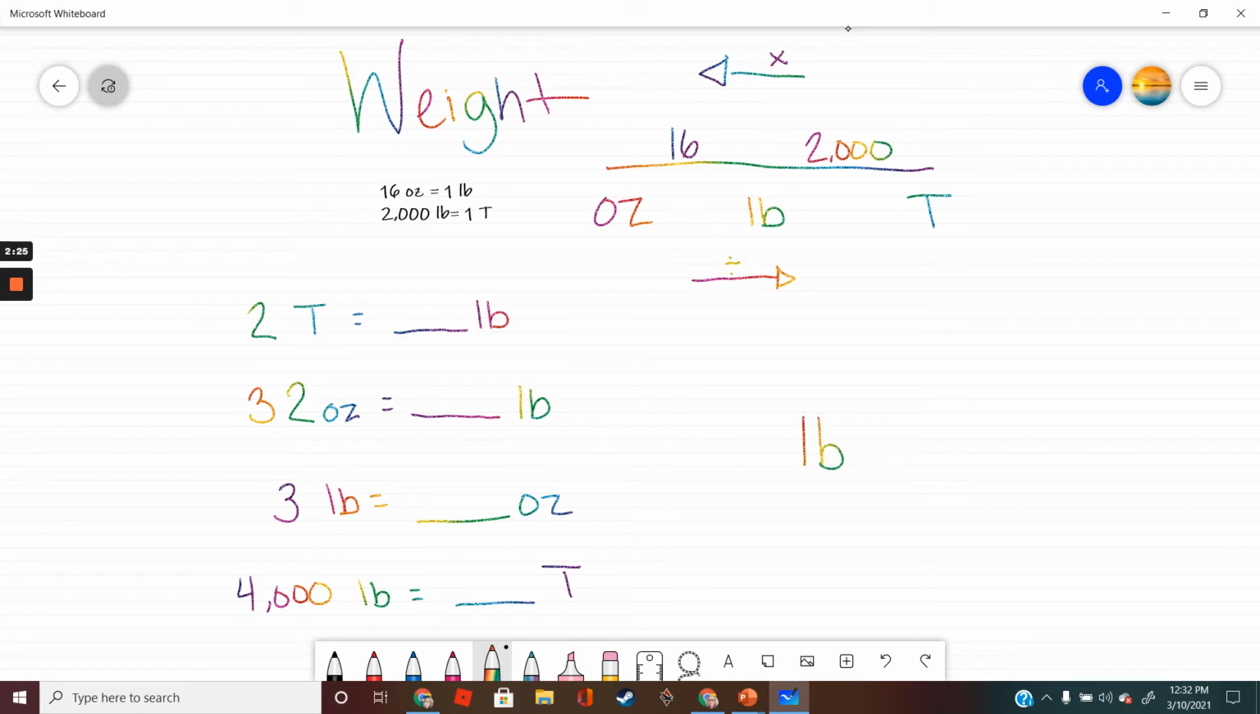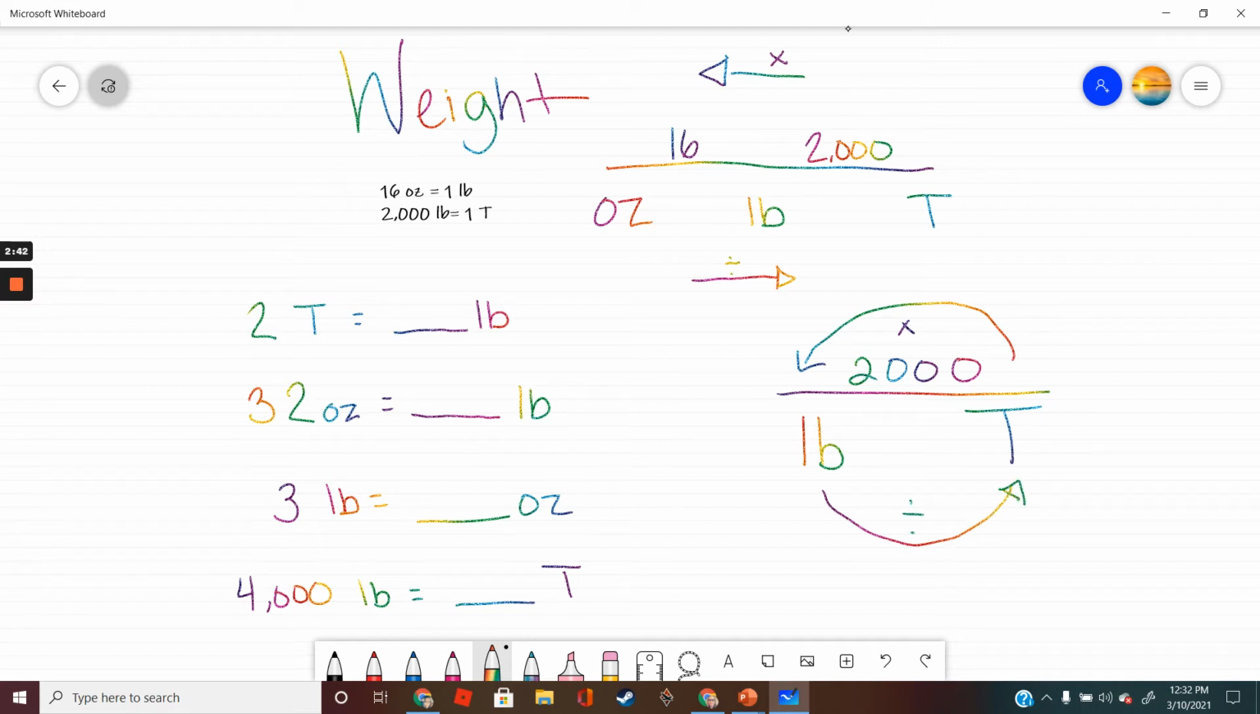So right here, I'm just going to set this up the way it looks up here. So we have 2,000. All right. So if we go from tons to pounds, it's times. And if we go from pounds to tons, it's divide, right? Okay. So here we are. We start out with 2 tons equals blank pounds. Well, if 1 ton is 2,000 pounds, then 2 tons should be what?